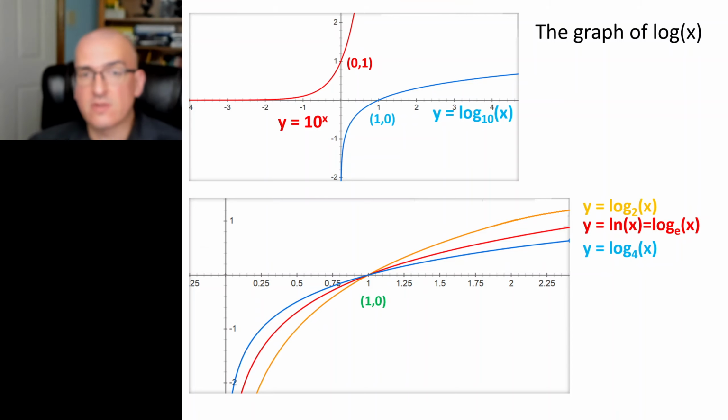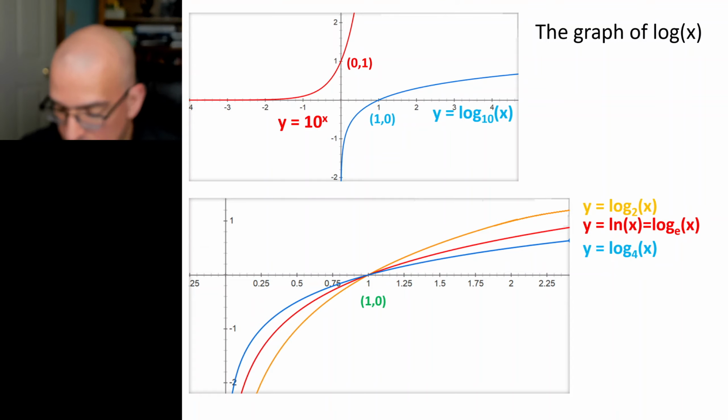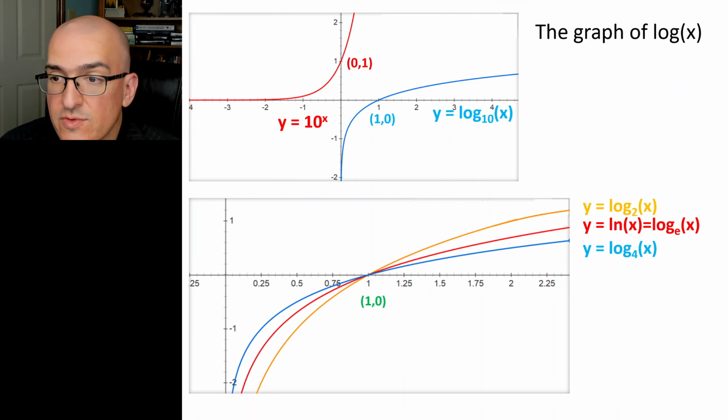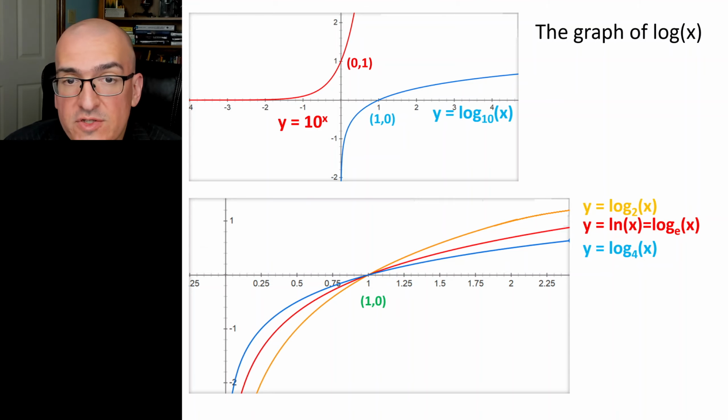On the bottom picture is a graph of several log functions graphed together. We have a log function with a base of 2, a log function with a base of e, so ln, that's in red, and a log function with a base of 4. Notice that the larger the base of the log function, the more slowly it grows. So it's like the opposite of an exponential. An exponential function with a large base grows very quickly compared to an exponential with a small base.